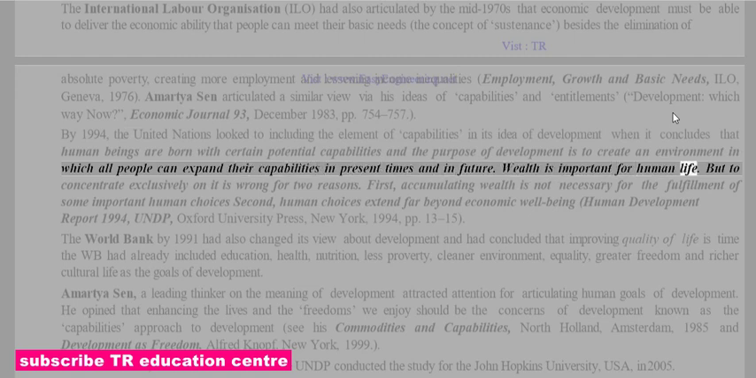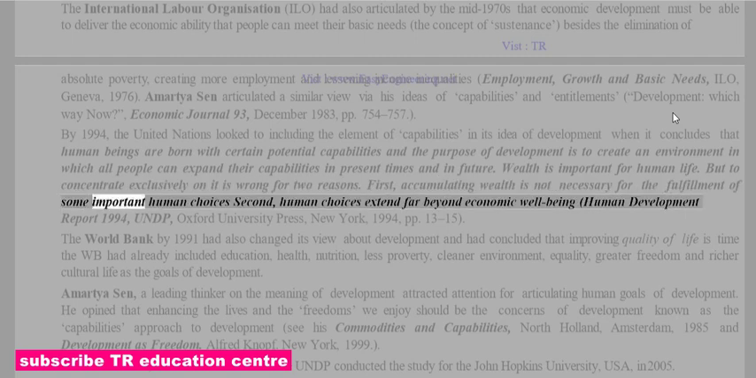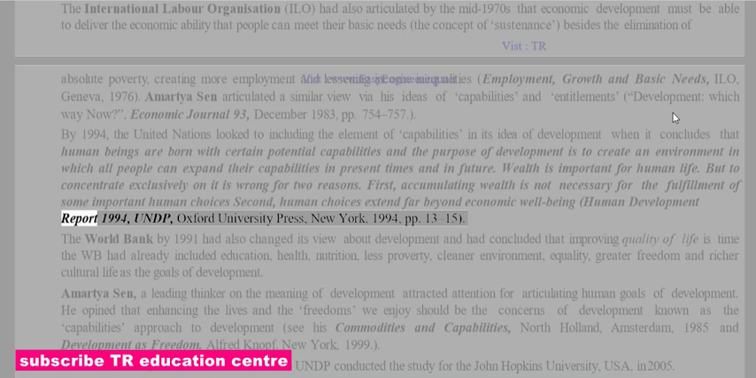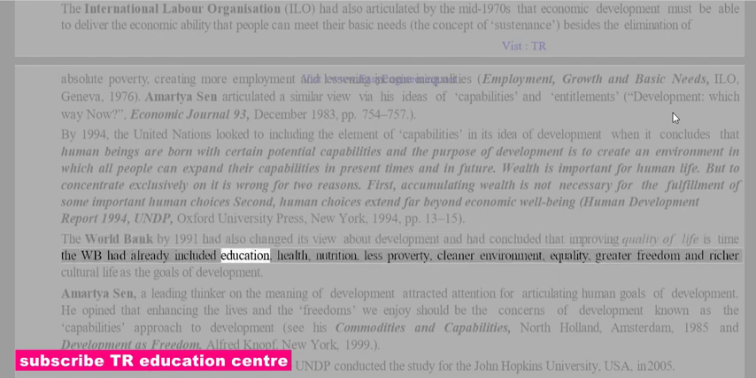Wealth is important for human life, but to concentrate exclusively on it is wrong for two reasons. First, accumulating wealth is not necessary for the fulfillment of some important human choices. Second, human choices extend far beyond economic well-being. Human Development Report 1994, UNDP, Oxford University Press, New York, 1994, pp. 13-15. The World Bank by 1991 had also changed its view about development and had concluded that improving quality of life is key. The World Bank had already included education, health, nutrition, less poverty, cleaner environment, equality, greater freedom and richer cultural life as the goals of development.